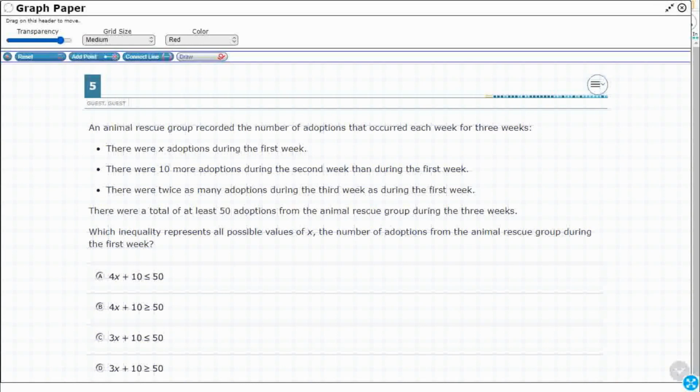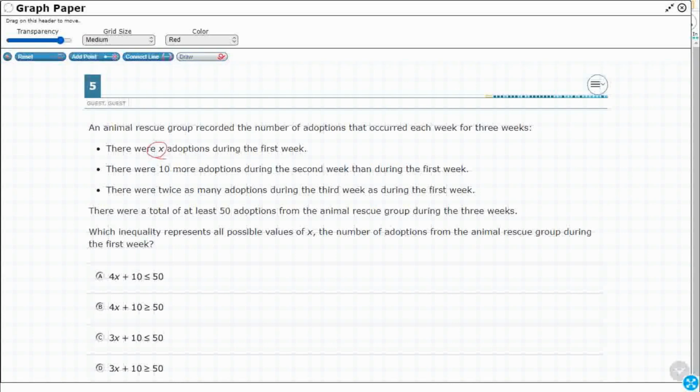So we have an animal rescue group that recorded the number of adoptions that occurred each week for 3 weeks. All right, so there were X adoptions during the first week. I'm just going to write this over here. And so week 1 equals X, okay?